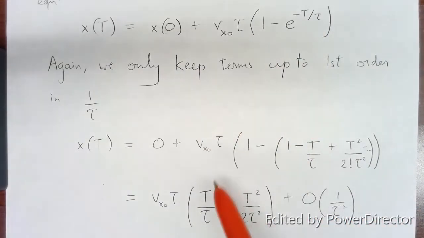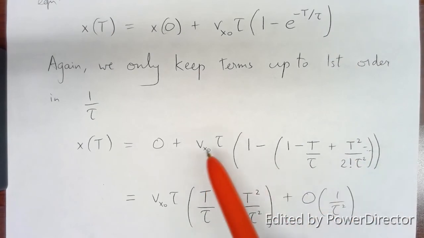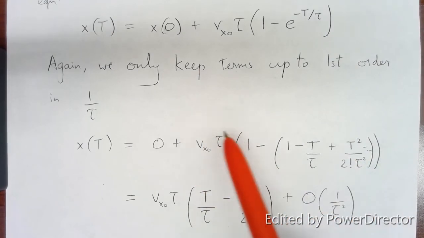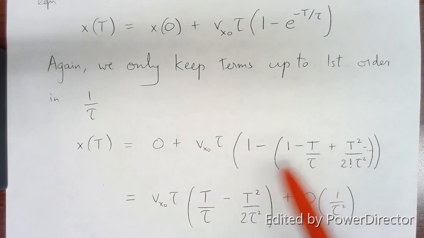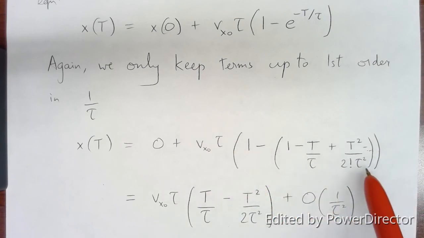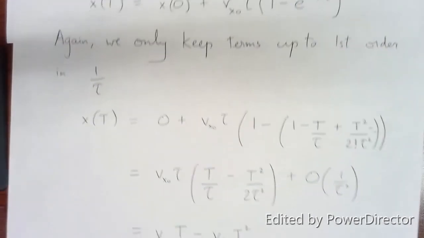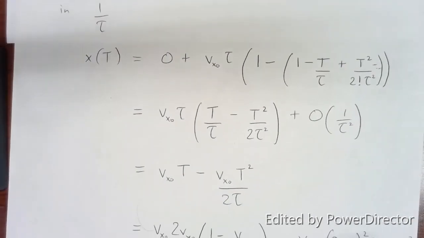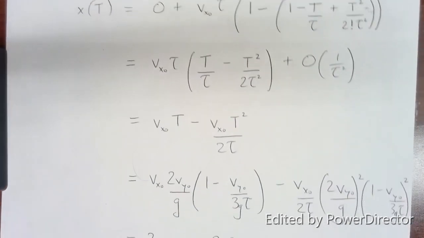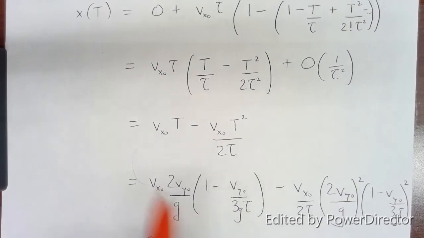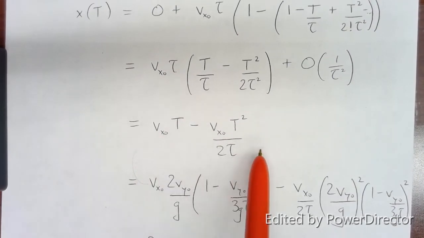We expand the exponential. We notice again that we have some terms out here. So if we want to keep terms up till 1 over tau, we in fact need to expand the exponential up till 1 over tau squared. And then multiply things out, discard the higher order terms, and finally we are left with this equation.